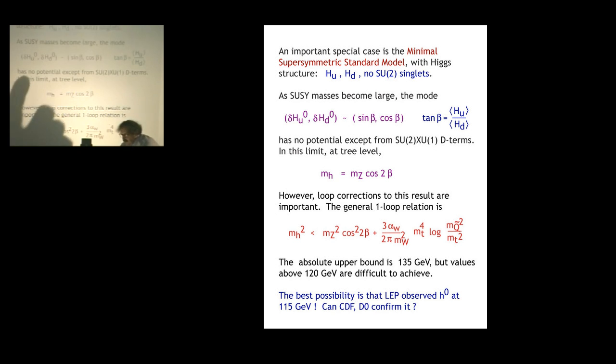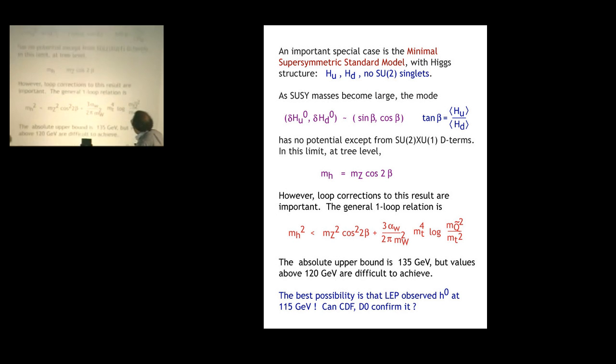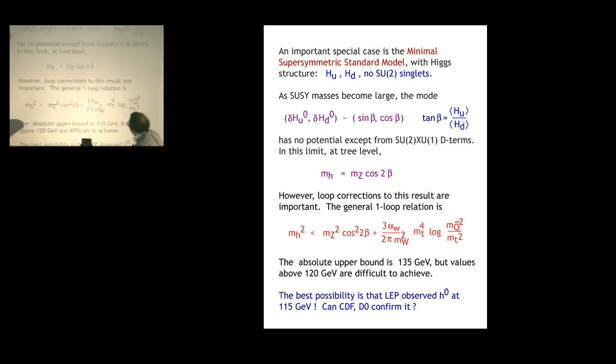There's one mode, which is given here, that basically is unsuppressed, has no potential from all of the extra physics that comes with supersymmetry, except for what's called the SU2 cross U1D terms, which depend only on the gauge couplings. So for this mode, you can actually compute the potential, and it turns out that the Higgs mass must be of order the Z mass. In fact, at tree level, you get this relation.